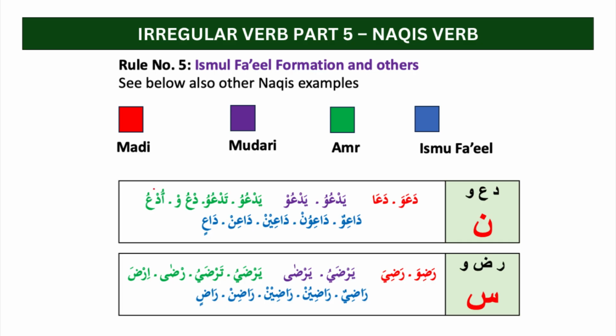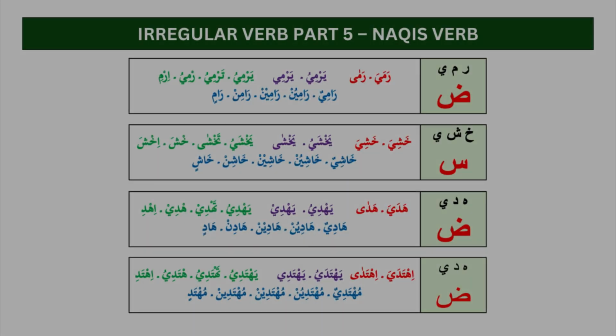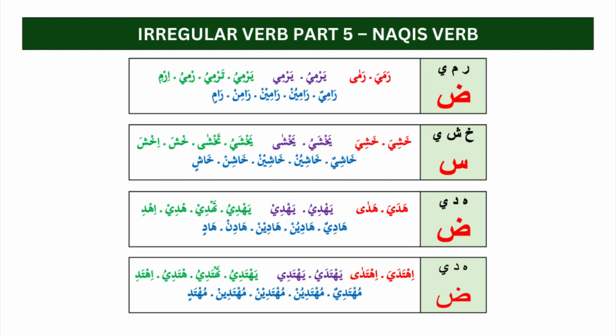Then, in the Ismul Fa'il, the forms shown: radiyun, radiyan, radiyin, radiyin, and radin. The same lesson continues here. The active participle is formed from the same root, but because the root ends with a weak letter, the shape of the noun is also affected. So students should see that the weakness does not disappear when we move from verbs to derived nouns. It still leaves its effect.